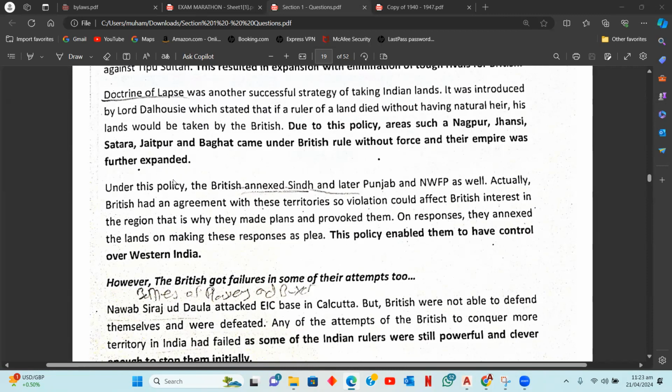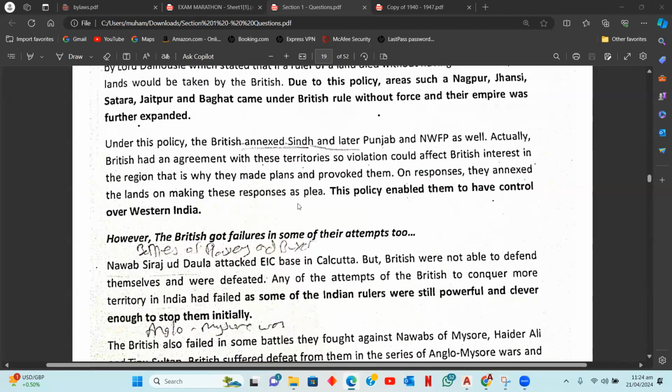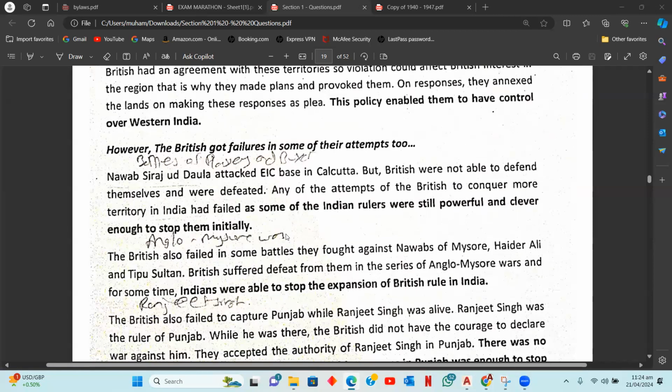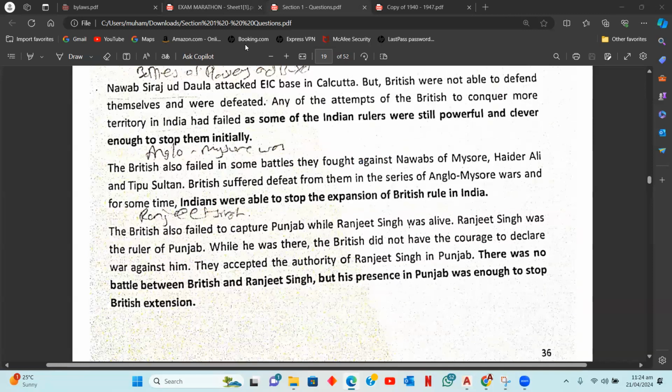Now, after writing four successes, we'll shift on to the failures. Your level would shift. This was level three up till now. In this type of question, the next few reasons would be your level four. For example, Nawab Sirajuddaula attacked the EIC base in Calcutta. The British were not able to defend themselves. They were defeated. This was one event where the British could not withstand the Indian power, so this could be written as a British failure.